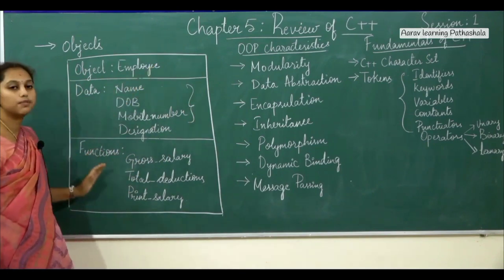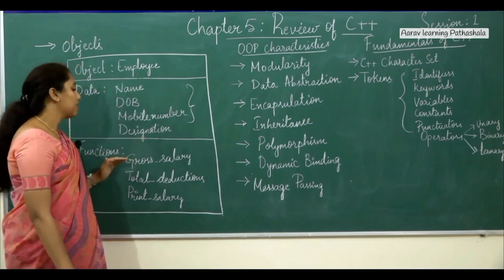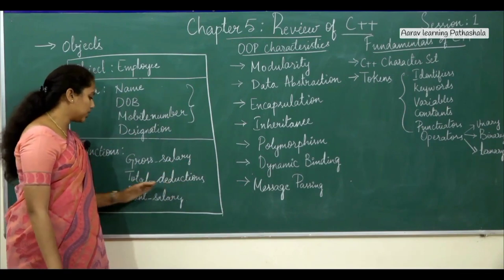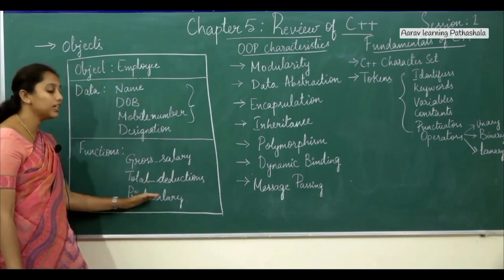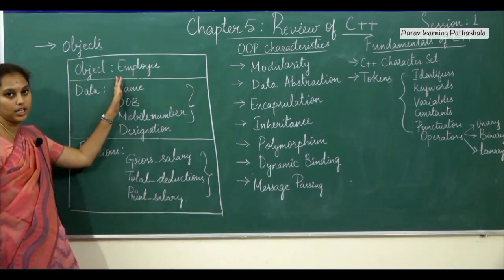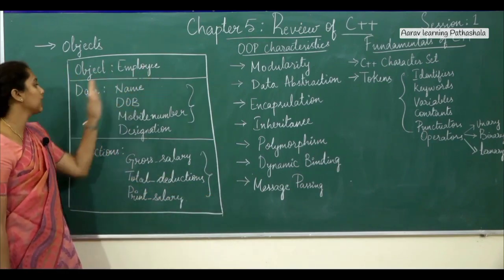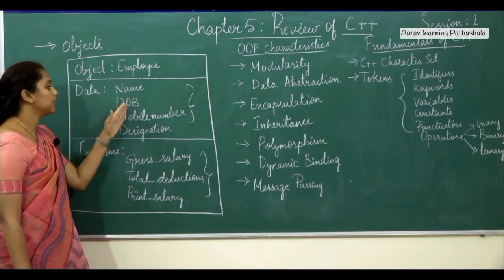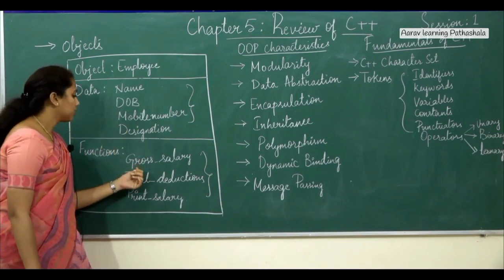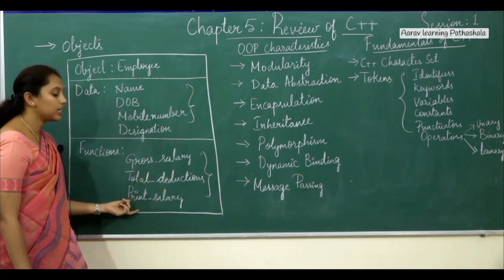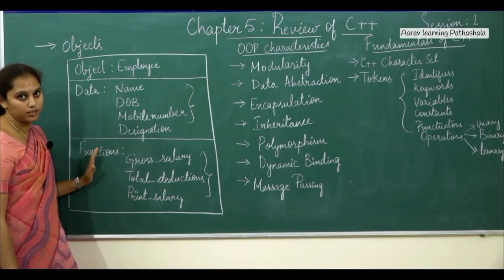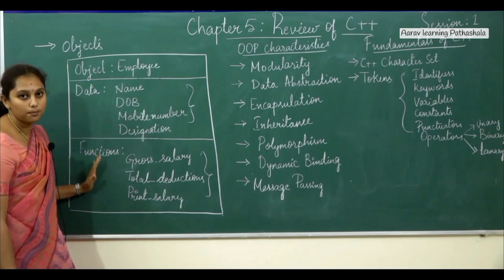And what are all the functions we can perform on this object? We can calculate the gross salary, total deductions, and we can print salary of an employee. So these are all the functions of an employee. So here employee is an object, data members are name, date of birth, mobile number and designation, and functions are gross salary, total deductions and print salary. So this is how we are going to represent an object. So this is about an object.